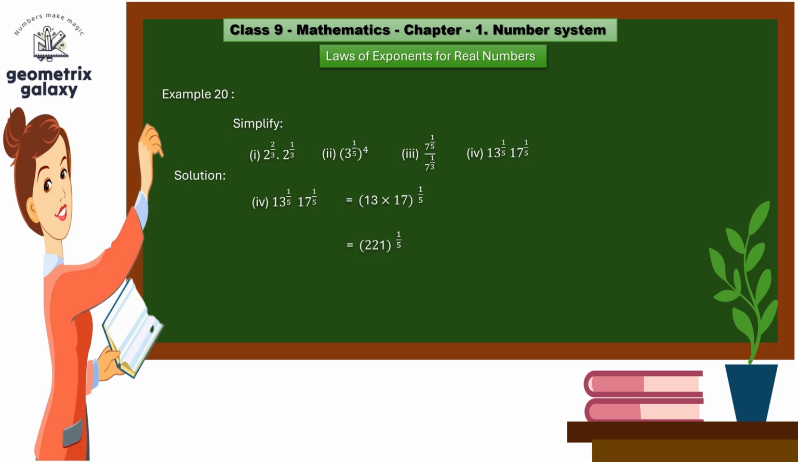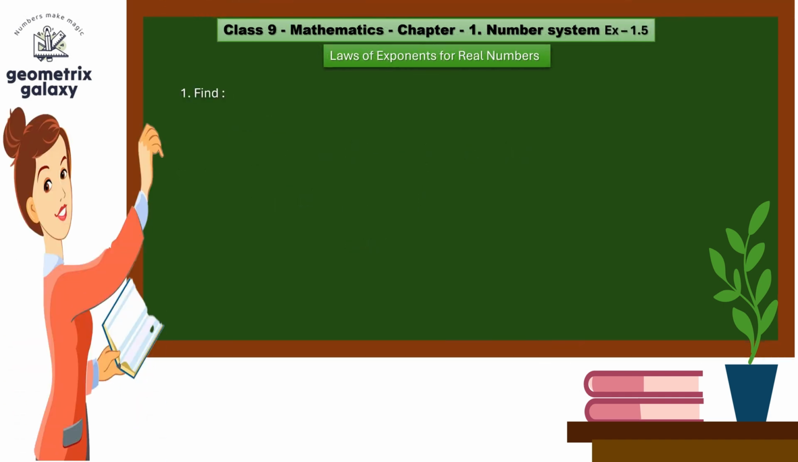Now let us see our exercise 1.5 problems, which is very easy. We will solve one by one. Our first question is to find the values of the given exponents. We need to solve one by one. There are 3 subdivisions. I'll take the first subdivision, 64 to the power 1 by 2. I hope you all know that 64 is a square number. 8 into 8 is 64.